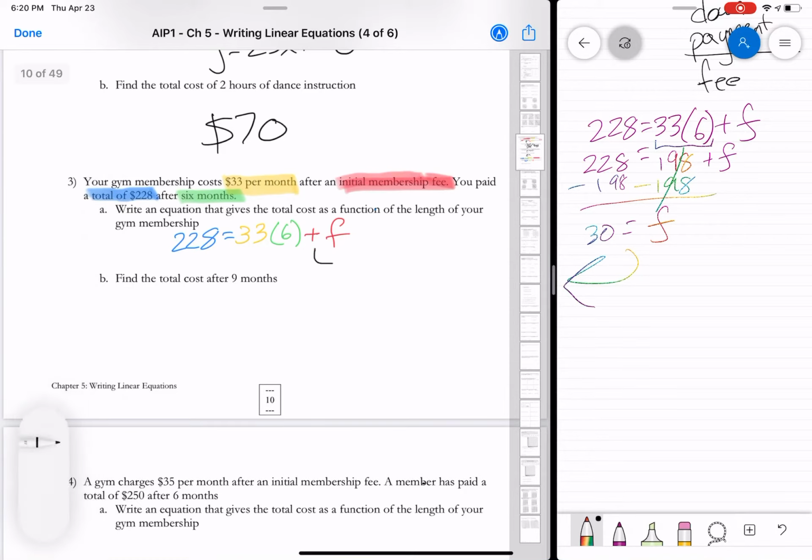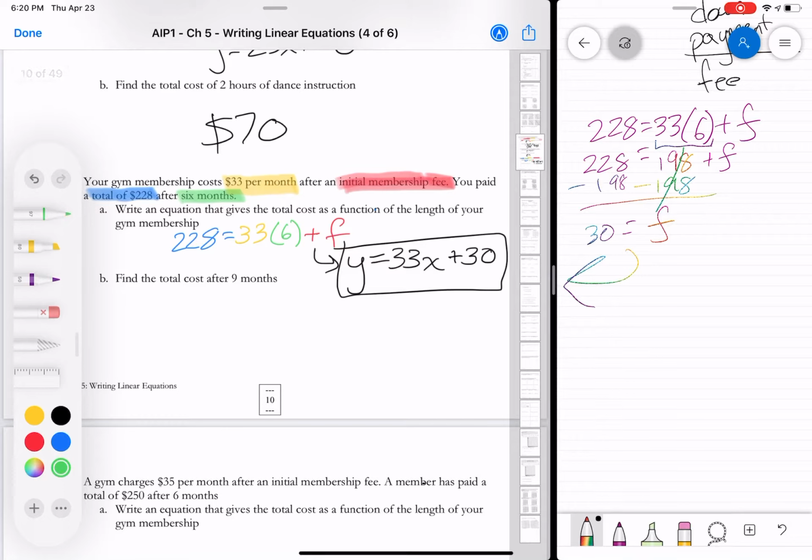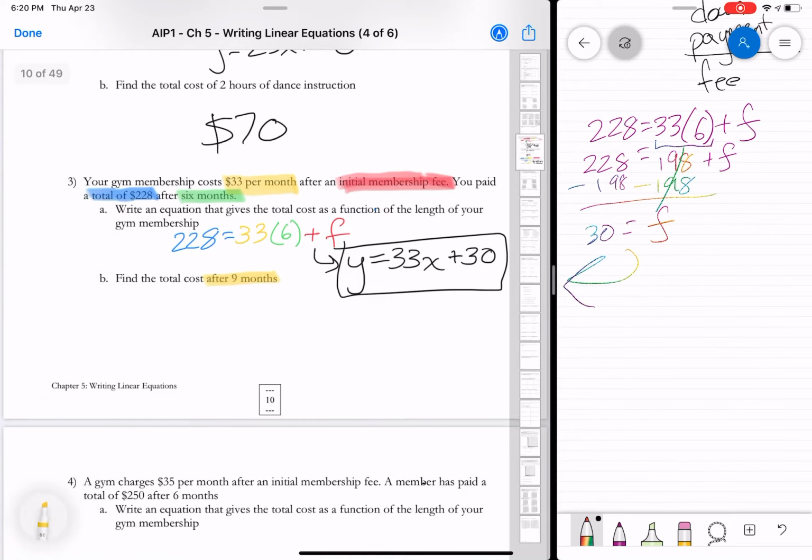We can actually rewrite it and say, okay, well, if we don't want the total because that's what we want to find, we know we're paying $33 per month. So our initial fee is $30. This would be our equation. Now we can take that equation and work further to find the total cost after 9 months.